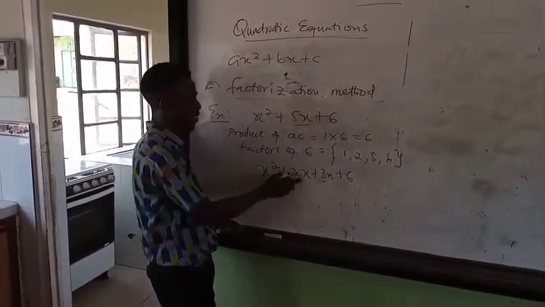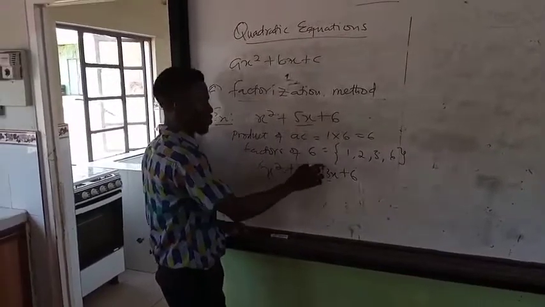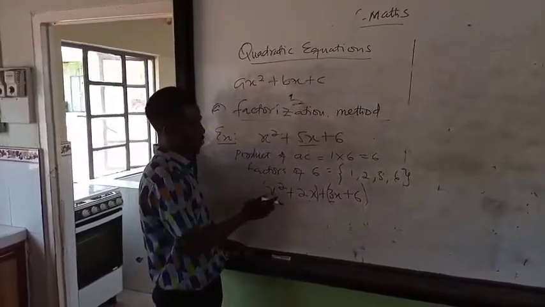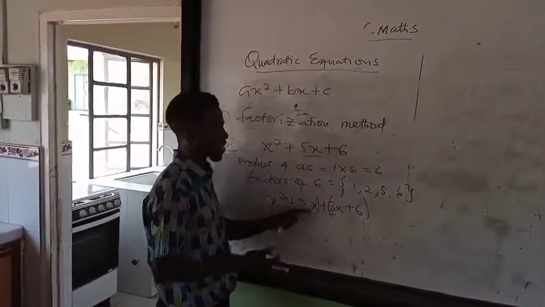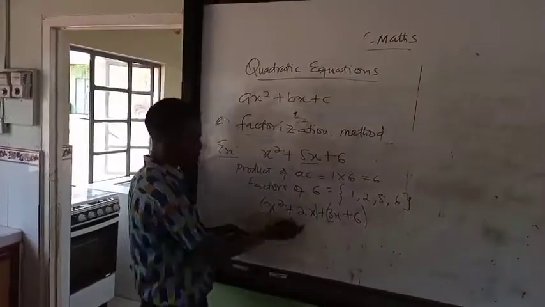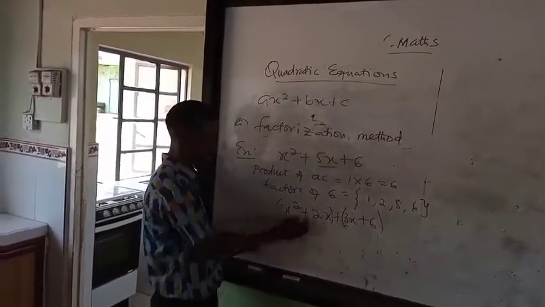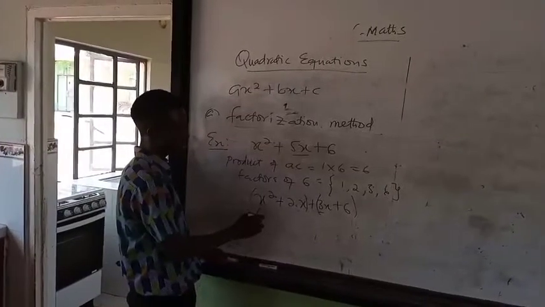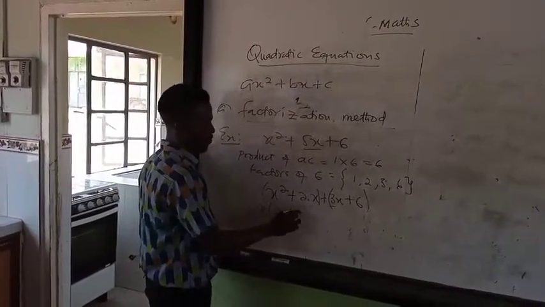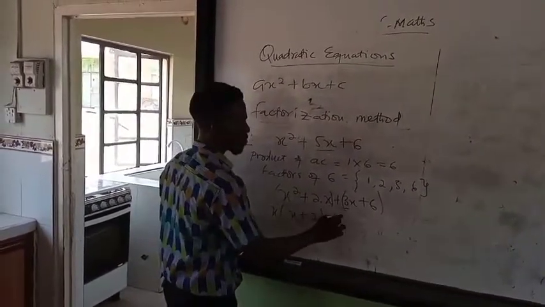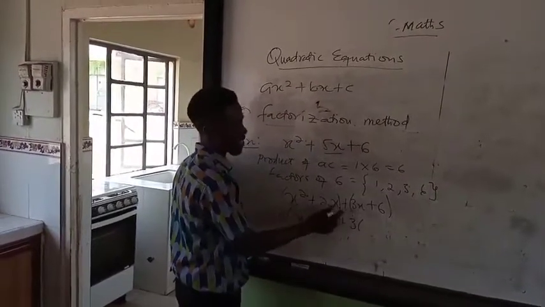then you can go on by saying that you need to group these two groups. So we have x squared plus 2x in one bracket, 3x plus 6 in one bracket. You factor x out for this side. You factor x out, you are going to be left with x plus 2. You factor 3 out because the common factor here is 3.